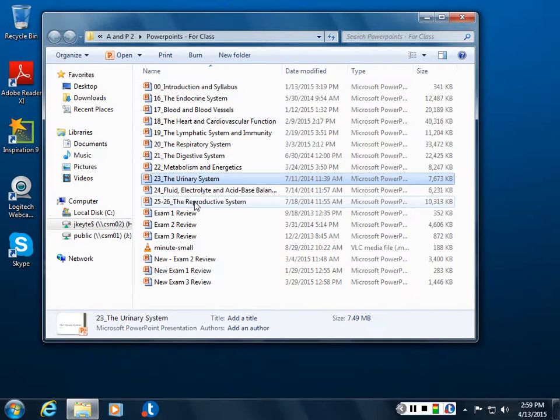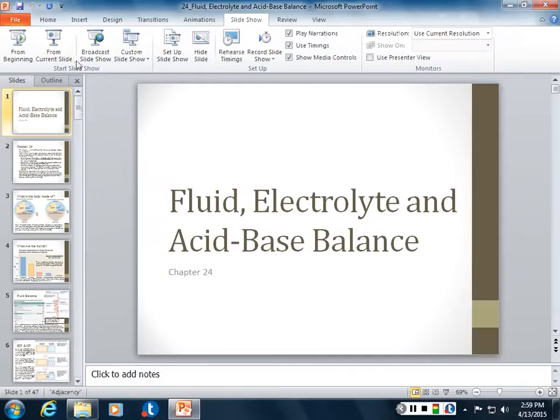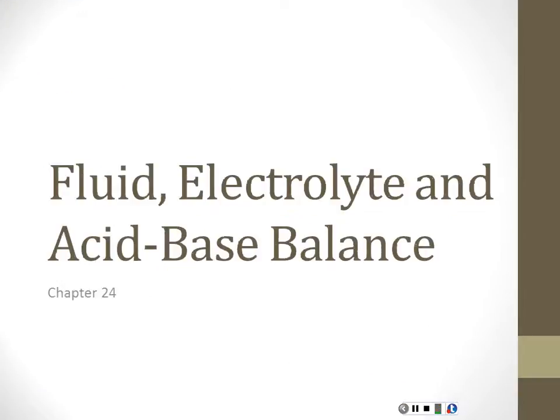Because it's a really good segue to this chapter 24. Because fluids and electrolytes and acid-base are all things that have to be right pretty much every moment of our lives. Okay? Because all of our physiologic processes depend upon these three things: fluid, electrolytes, and a proper pH to function normally.